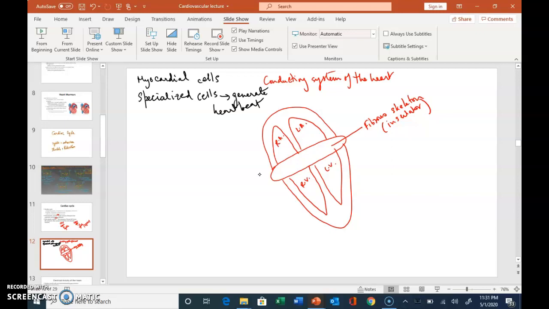Okay. And since the heartbeat is generated by the specialized cells without any innervation from the nervous system, that's why our heart is called autorhythmic. So the human heart is autorhythmic, meaning it can generate its own beat without any influence from the nervous system. All right.